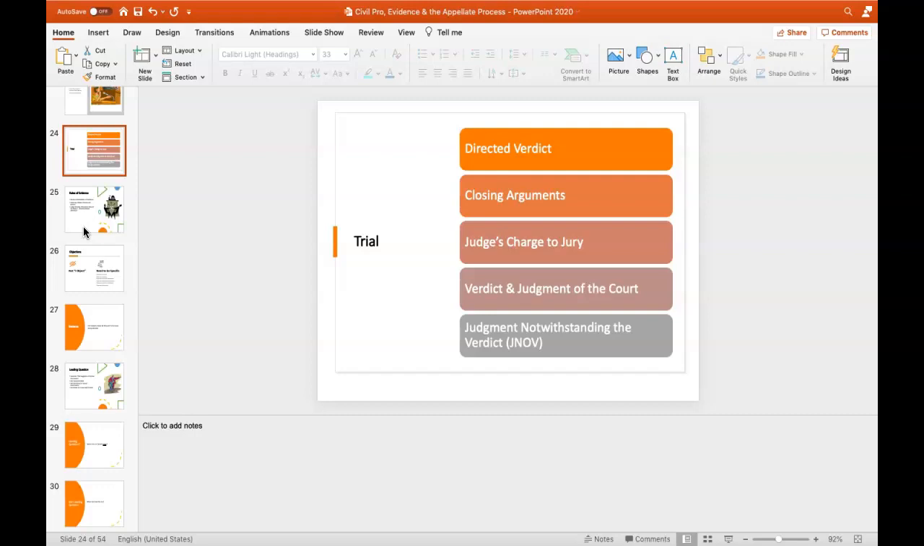This is where each side summarizes the evidence and gives his version of the facts of the case. The attorneys tell the jury why it should not believe the other side. After closing arguments, the next step is the judge's charge to the jury. This is where the judge instructs the jury on the law.